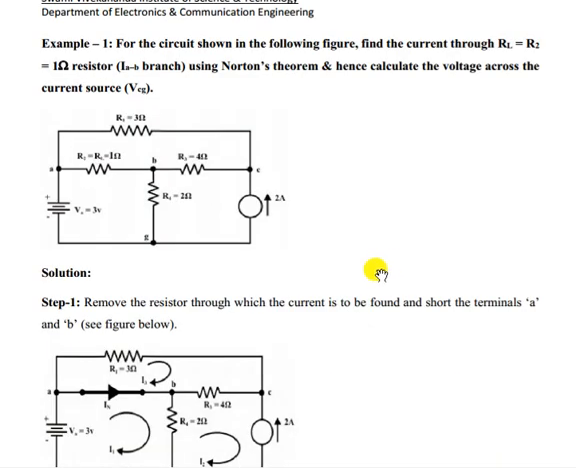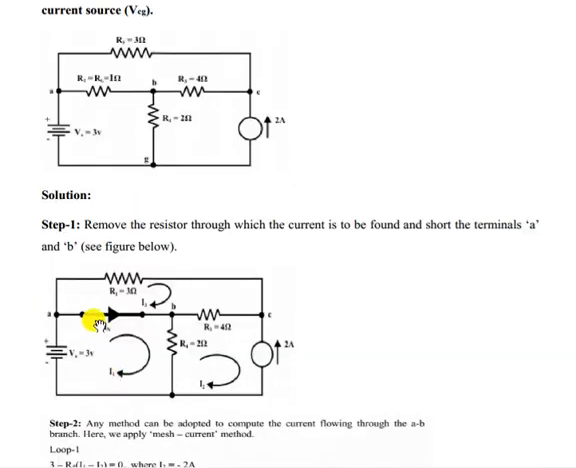Let us take an example. Suppose this is a circuit. Now this is your RL, across which you have to find the current. This is the load resistance. We have to remove it and make it short circuit. So in that figure you can see that RL is removed and it is shorted. Now we have to find the short circuit current.